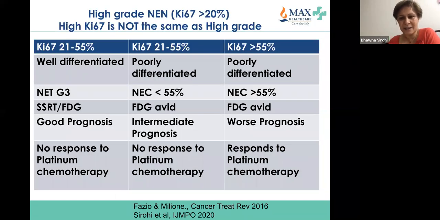This also has a clinical implication for us, because patients who are poorly differentiated and have a Ki67 less than 55% respond better to capecitabine temozolomide based chemotherapy. They do not respond well to platinum based chemotherapy. If the Ki67 is more than 55%, they are very likely to respond to platinum-based chemotherapy. So it has a treatment implication as well. Anything more than 20% is very likely to be FDG avid, but negative for somatostatin receptor imaging, which I'll just talk about in a second.